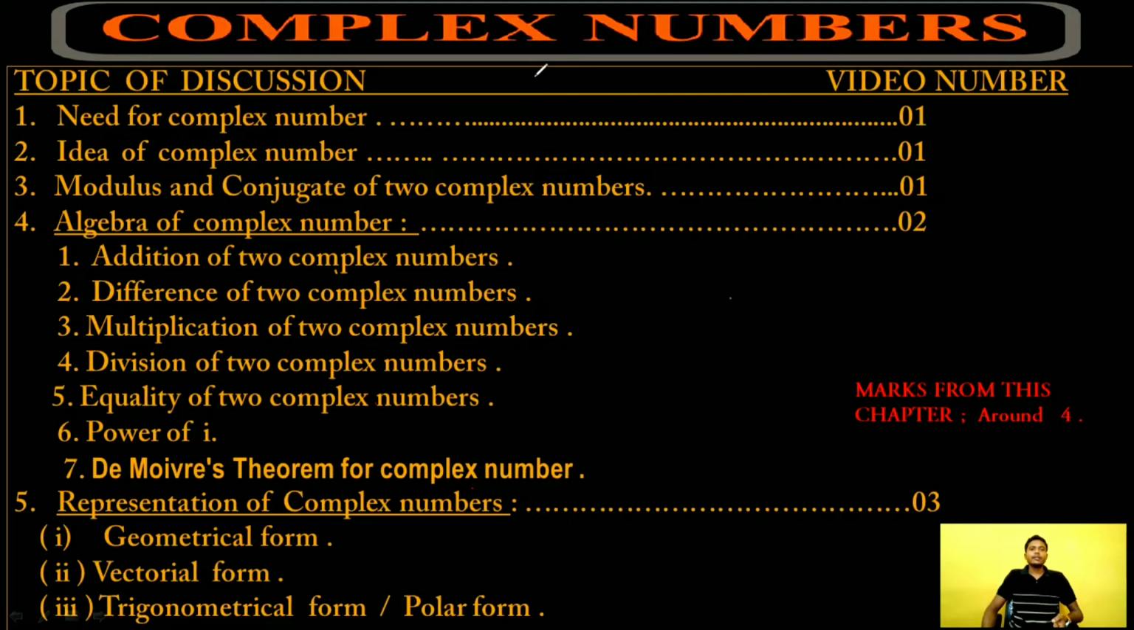Well, in this chapter of complex numbers, these are the following topics which are kept in your class 11 as well as joint entrance examination syllabus. In this video, I will explain these three topics: topic number 1, 2, 3, and in the second video I will explain topic number 4, and in the third video I will explain topic number 5.